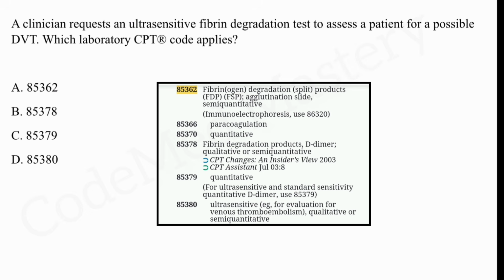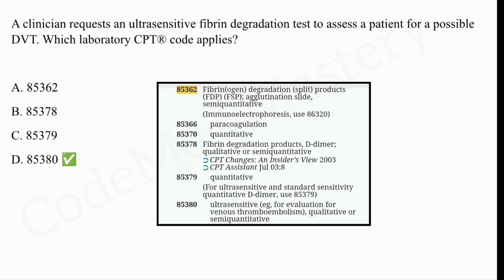Example, evaluation for venous thromboembolism, qualitative or semi-quantitative. Now let us read the question. A clinician requests ultrasensitive fibrin degradation test to assess a patient for possible DVT. Which code applies? The right answer is option D, because 85380 is for fibrin degradation products D-dimer ultrasensitive for evaluation of venous thromboembolism, qualitative or semi-quantitative.